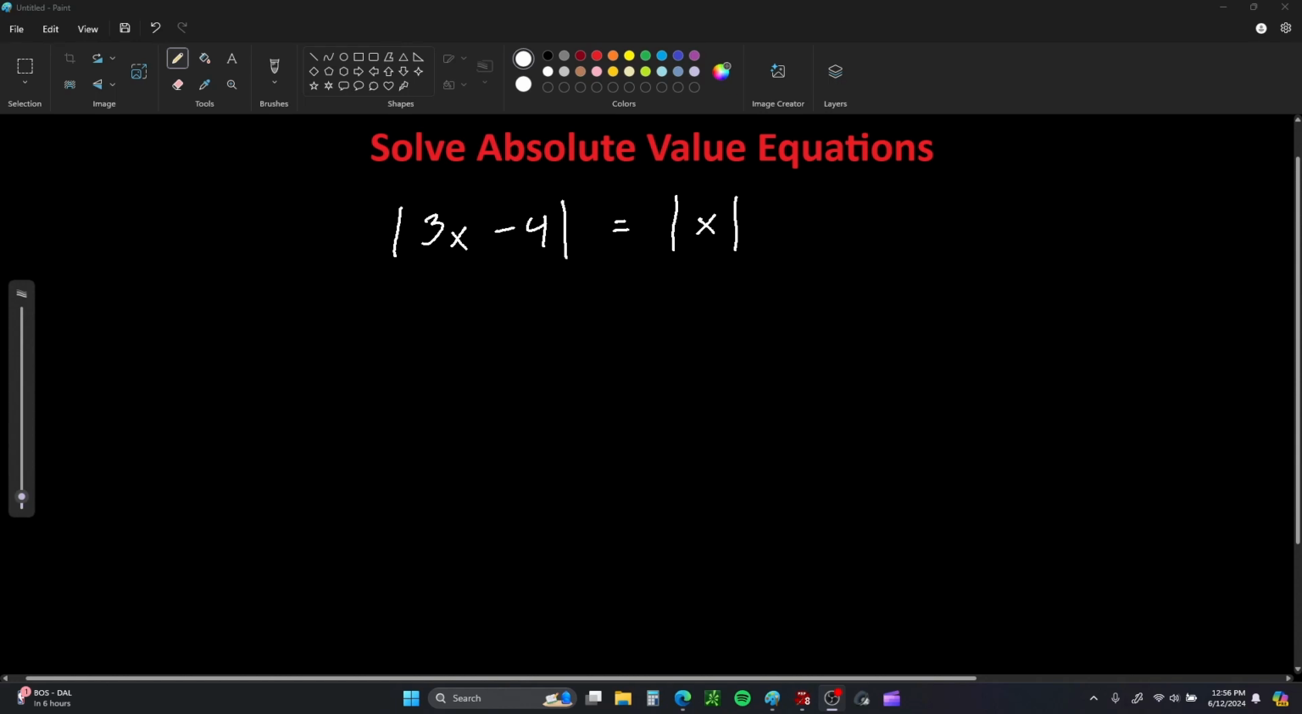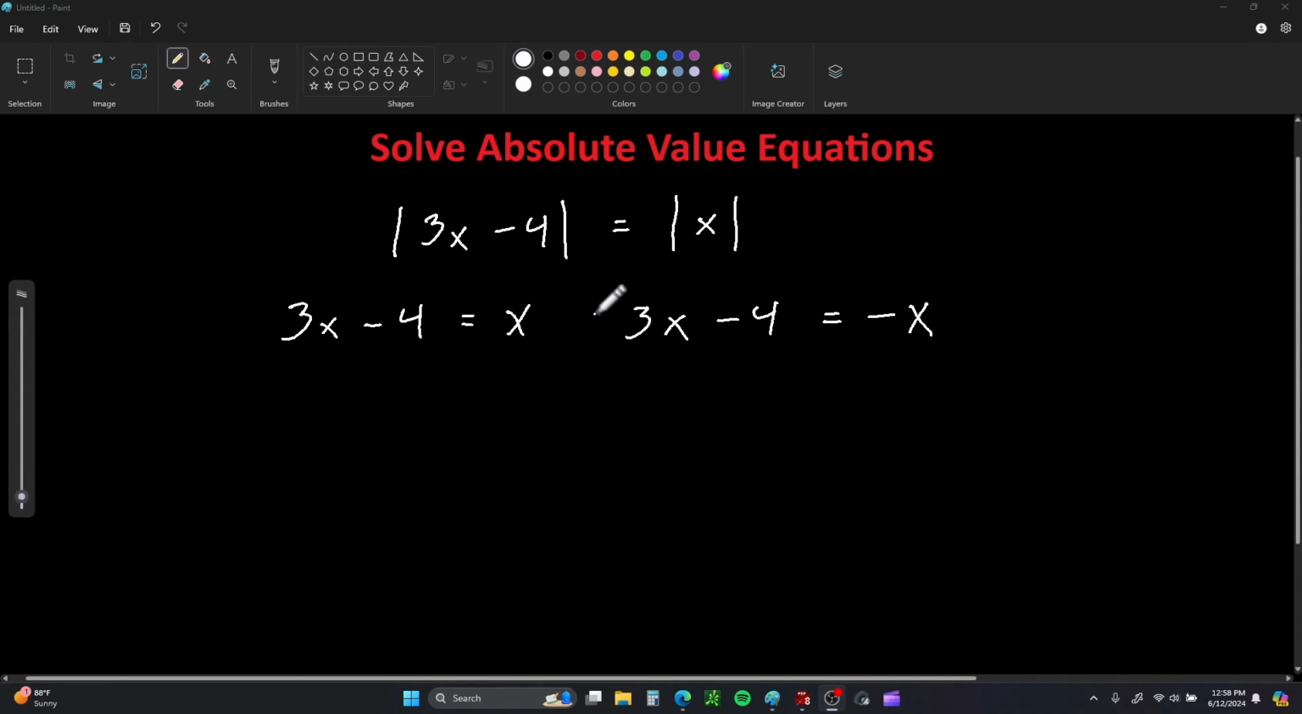Stepping up the difficulty, I now have absolute values on both sides here. So in order to solve this, I'm just going to treat one as a positive and one as a negative on this side. So I've rewritten it as 3x minus 4 equals x. So it's positive here, and 3x minus 4 negative x here.